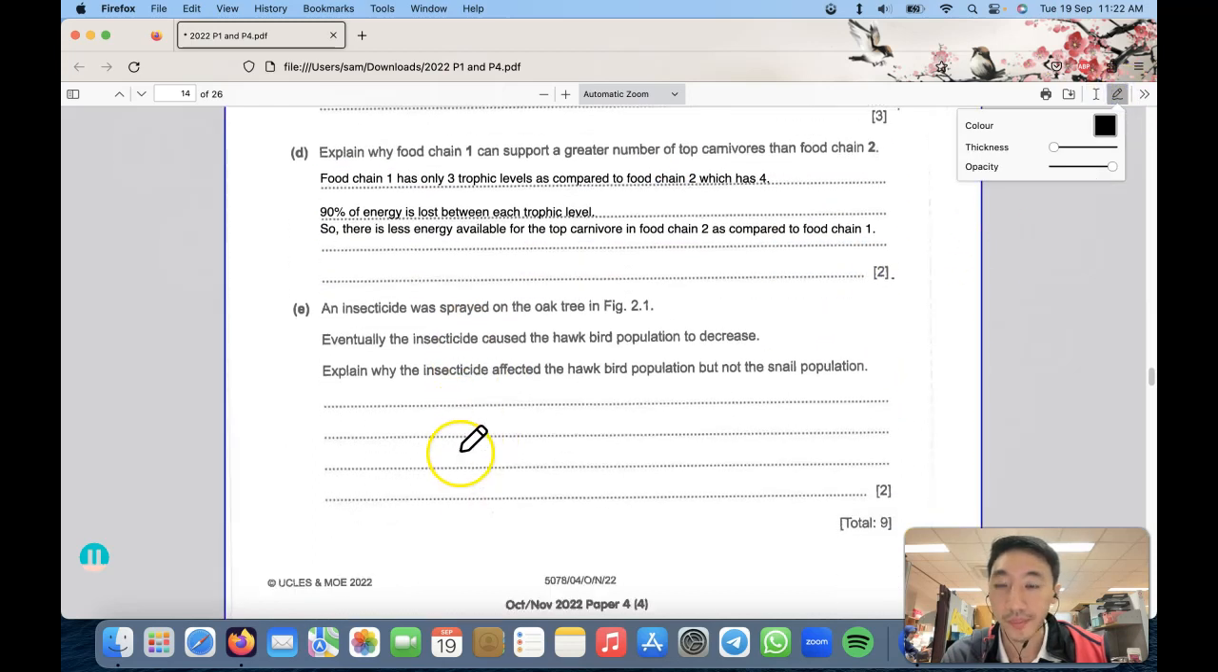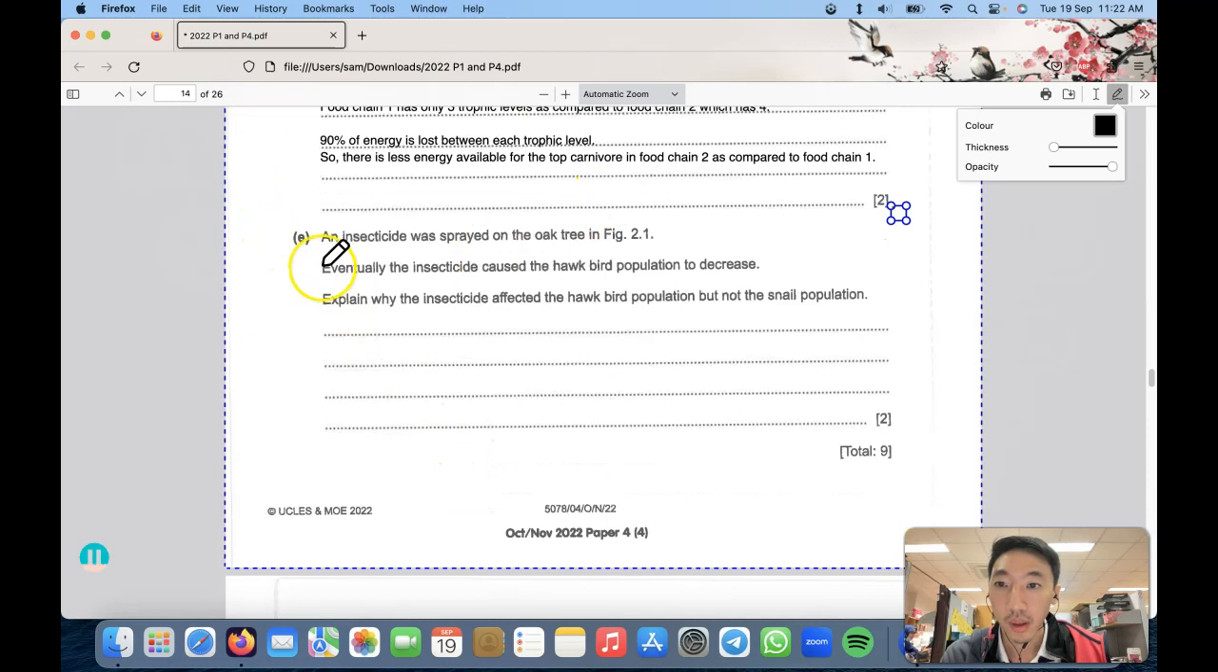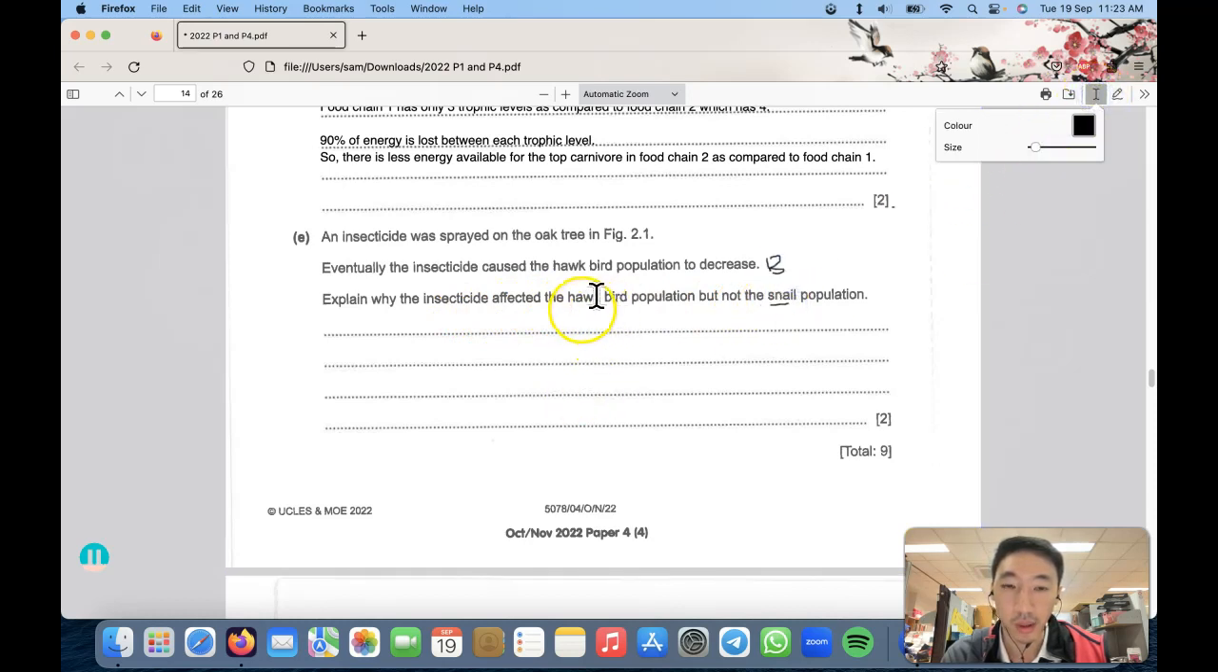2 marks. Okay, an insecticide was sprayed on the oak tree in figure 2.1. Eventually, the insecticide caused the hawk population to decrease. So this is known as bioaccumulation. Explain why the insecticide affected the hawk population but not the snail. It's not that the hawk eats the snail directly. The snail is eaten by other consumers, and then subsequently the hawk eats those consumers. But this is known as bioaccumulation.